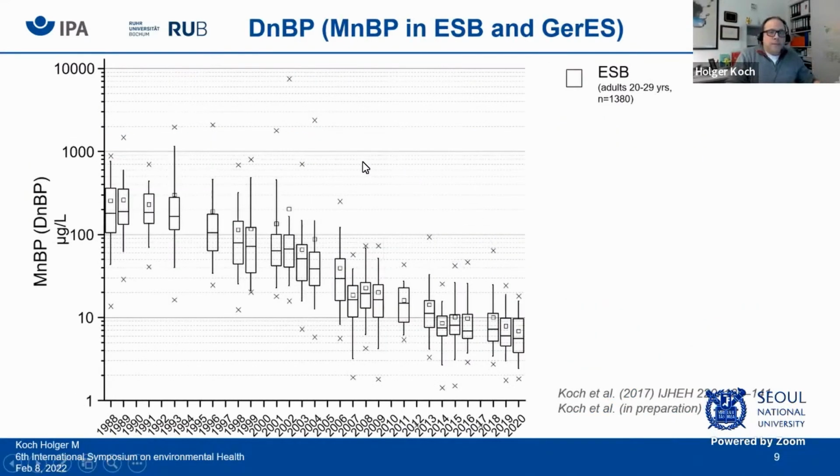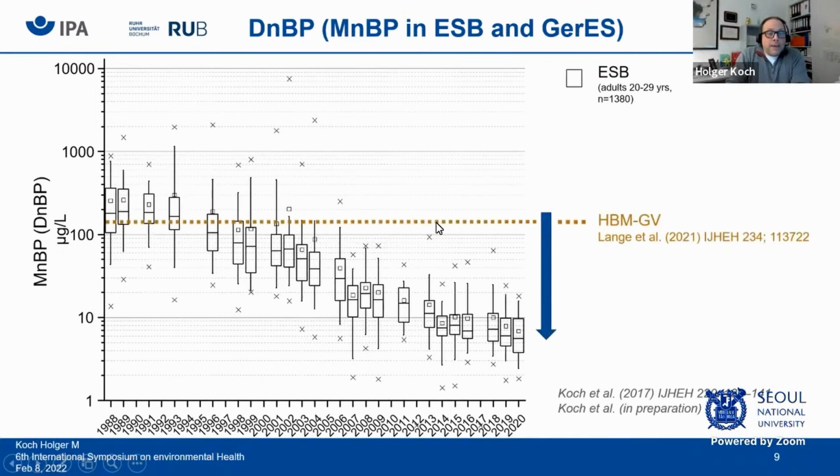This is specimen bank data for another phthalate, dibutyl phthalate, measured via the monoester metabolite in urine. You can again see a dramatic drop in exposure, this time a 25-fold exposure drop. If you look at the HBM guidance value, you can see that in the last millennium, more than 50% of the population of the young Germans exceeded the tolerable daily intake. But now, in the last couple of years, we have no exceedances for this phthalate anymore.